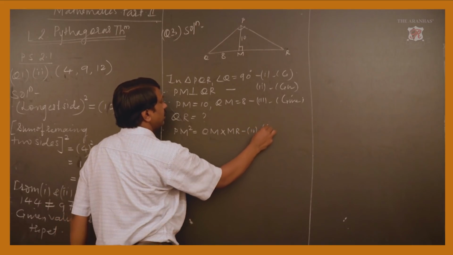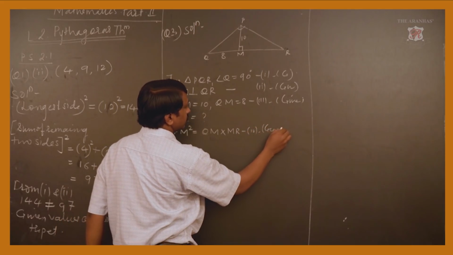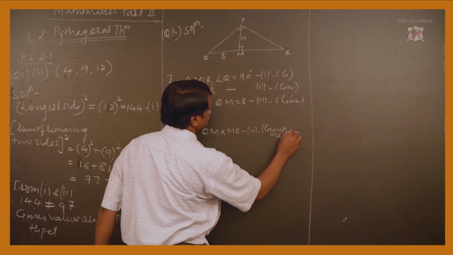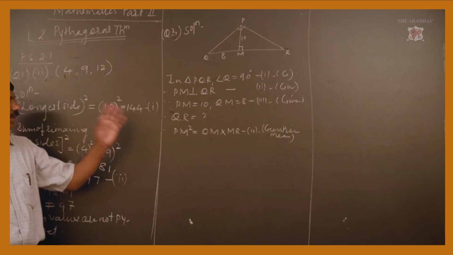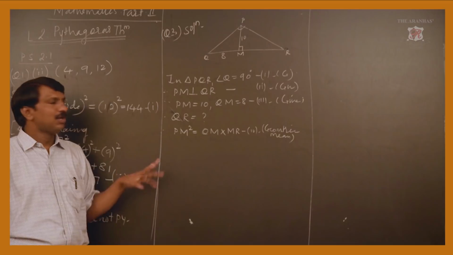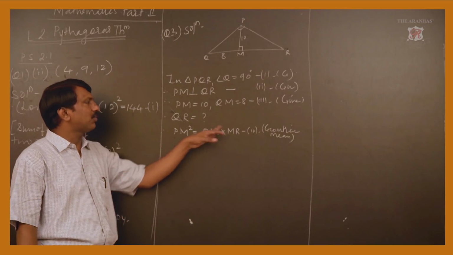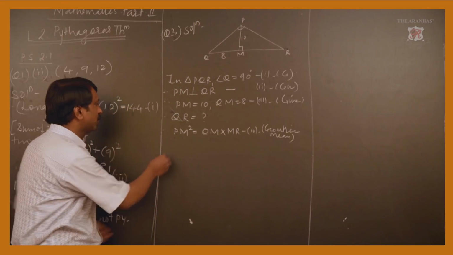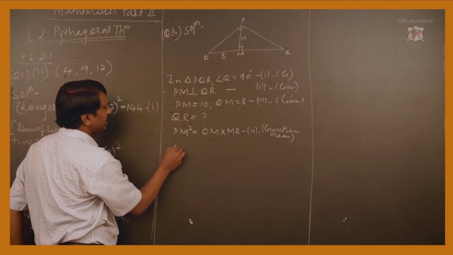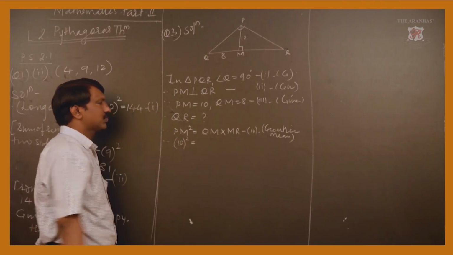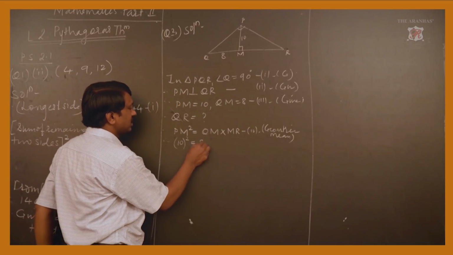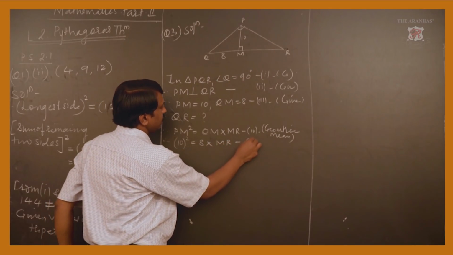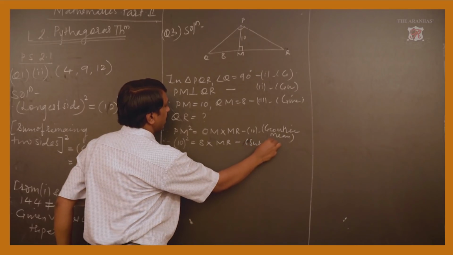This is the fourth one, write the reason. The reason is very important: geometric mean. Now substitute the available values. For the geometric mean you can write PM equals under root also, but this time it is easy to apply this one, so no need to remove the square root again. The value of PM is given as 10, so 10 square equals QM which is 8, into MR, the segment we have to find.